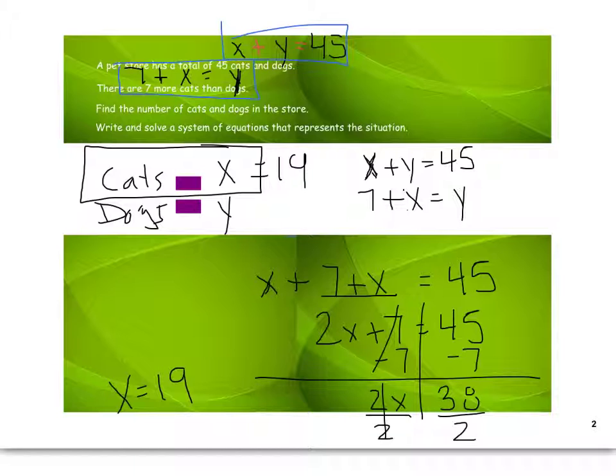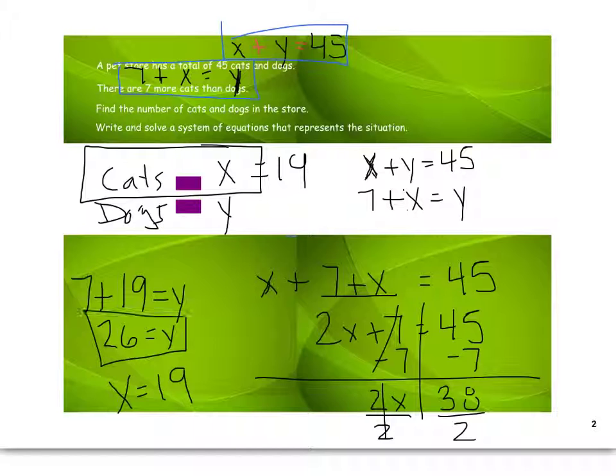Now we need to find the number of dogs. So we can plug it in to whichever equation that we want. I'm going to choose this one because it right away equals y. 7 plus 19 equals y. Solving this, we get 26 equals y. So we know that the number of dogs that we have equals 26.